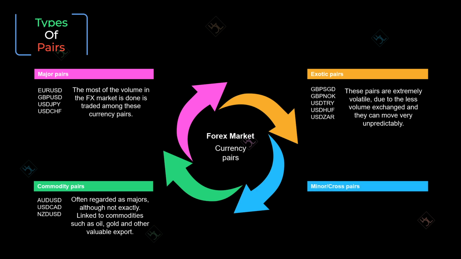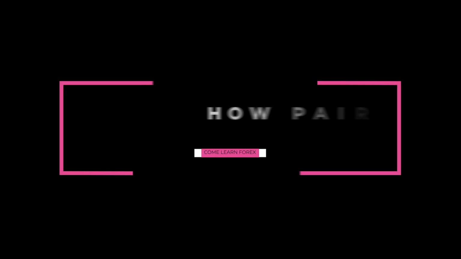Last but not least, we have the minor pairs, which are also referred to as cross pairs. These are any pairs not directly involving the USD. Most often traded are Euro, GBP, and JPY. Examples of these pairs include Euro-JPY, Euro-NZD, GBP-CAD, CAD-JPY, CAD-CHF, GBP-JPY, GBP-NZD, etc.